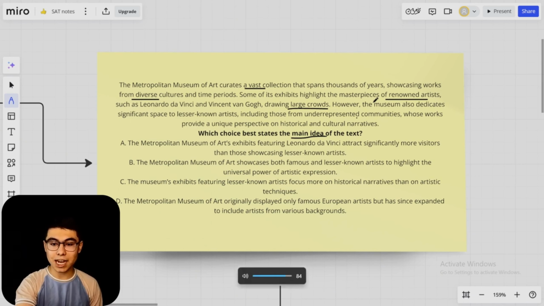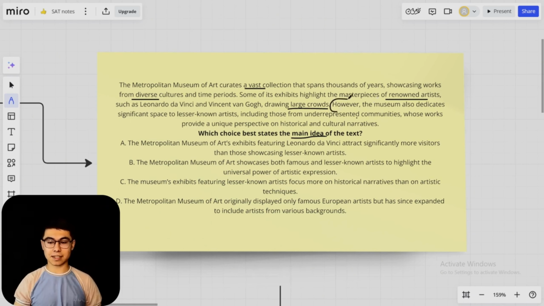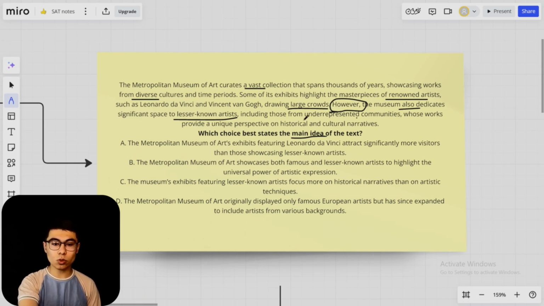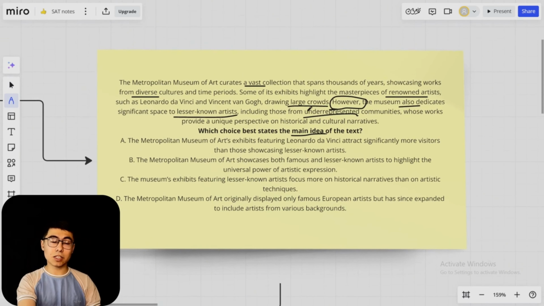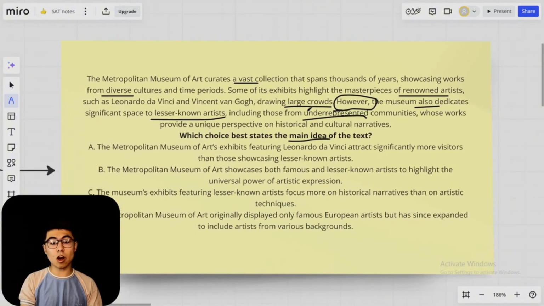However, so here we have a change in our text. The museum also dedicates significant space to lesser-known artists. So they're contrasting, saying that they not only show those very famous artists, but they also show less famous artists, including those from underrepresented communities whose works provide a unique perspective on historical and cultural narratives. So our prediction is that they exhibit not only famous ones, but also those who are lesser known. Now let's go to the choices.